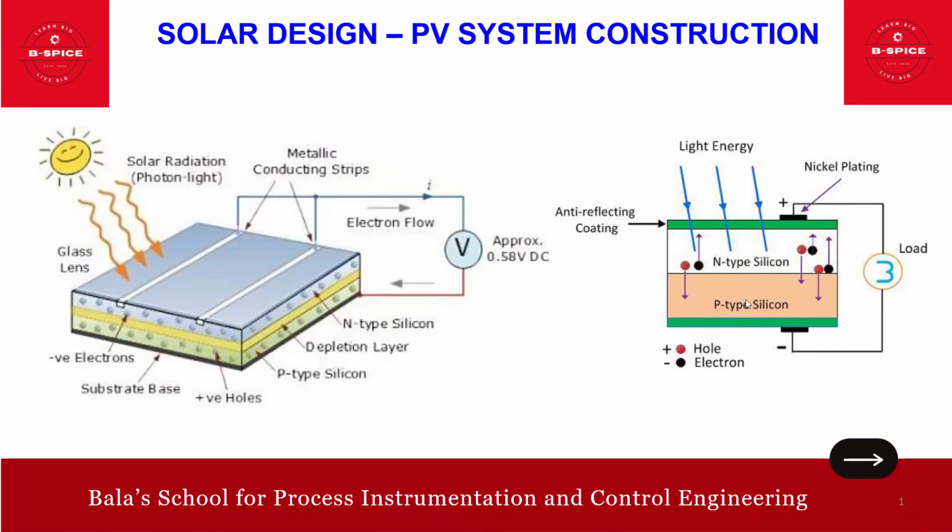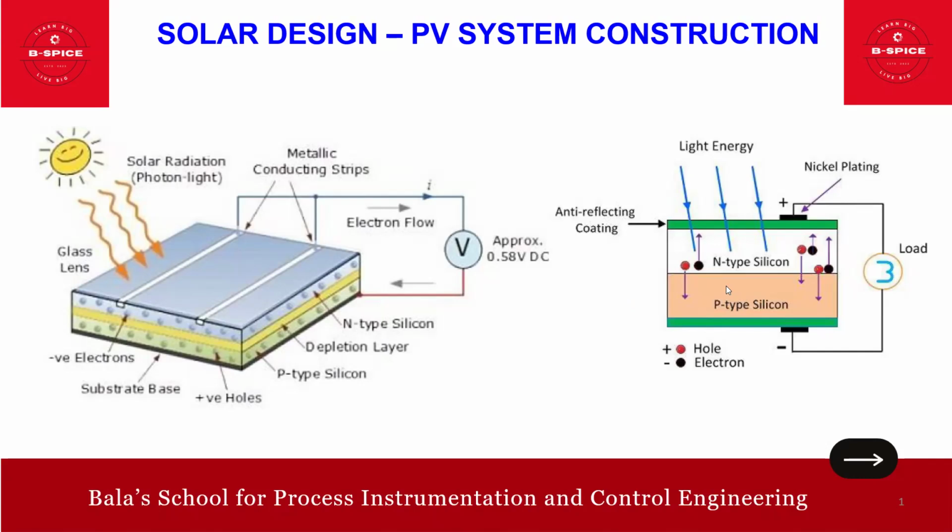Then we have P-type silicon. The doping element here is boron or gallium, and the charge carriers are holes. Hole means positively charged. So the P-type silicon has a deficit of electrons, resulting in more holes, meaning positive charge, where electrons could exist. This type is commonly used in the solar industry due to its lowest cost and simpler manufacturing process.